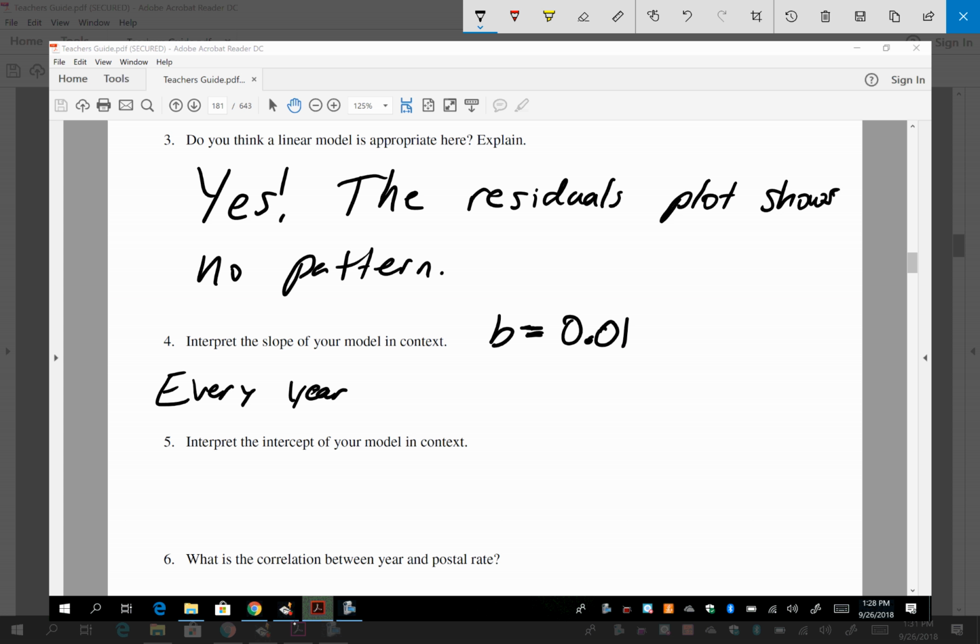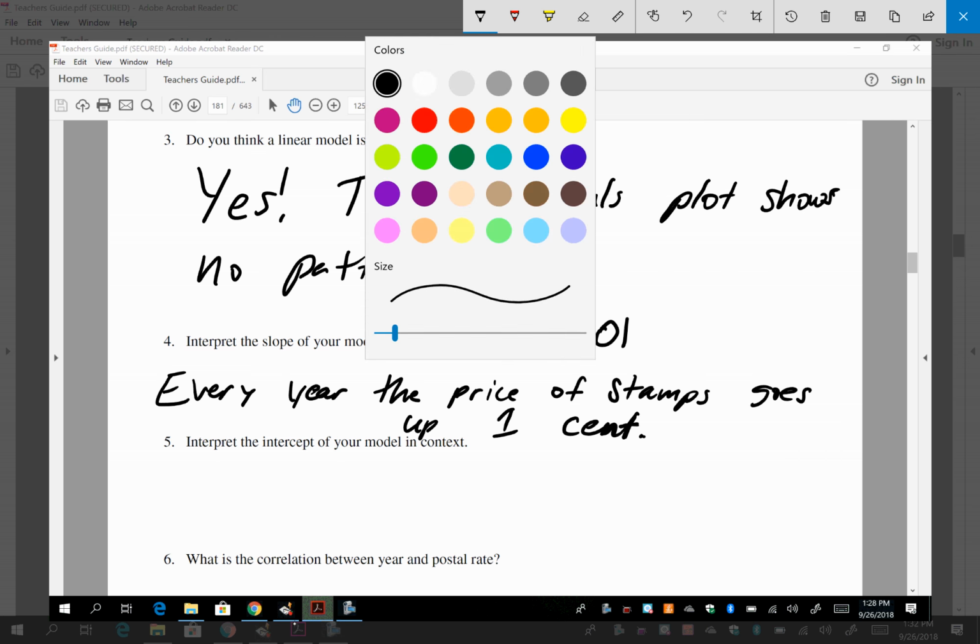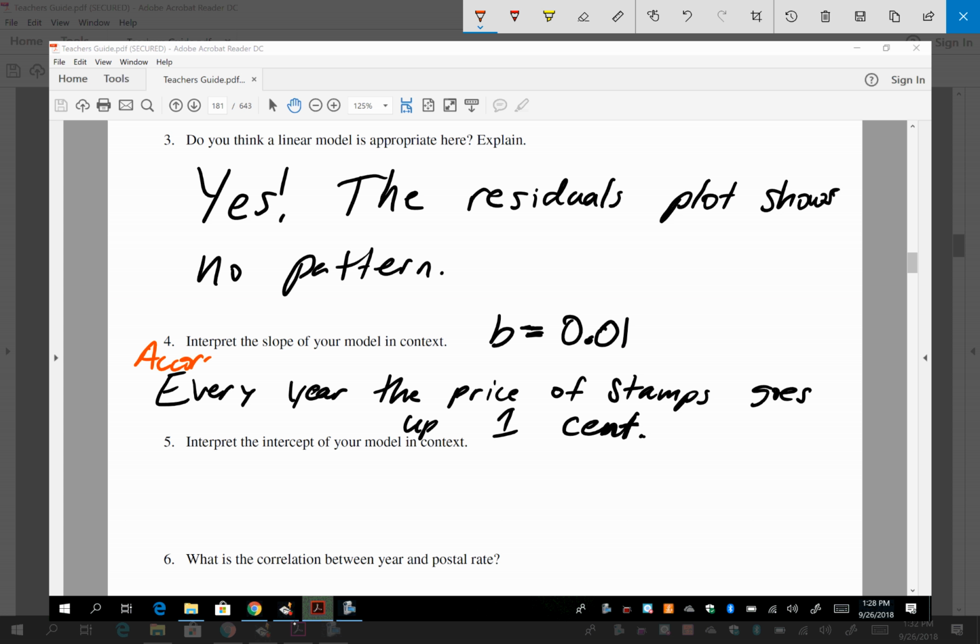Good job, Marcelo. Every year, the price of stamps goes up 1 cent. I thought we were supposed to write can be expected. Oh, yeah, absolutely. Love those words. Again, this is a model, and I know that models are always wrong. But according to the model, I got you. Here you go. You'll like this one. According to the model. That better?